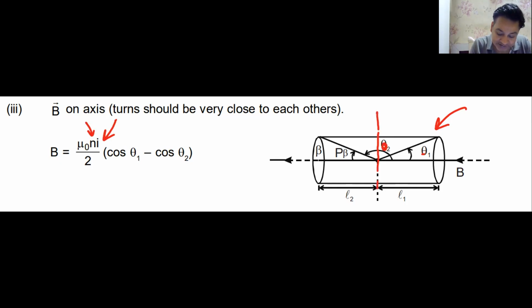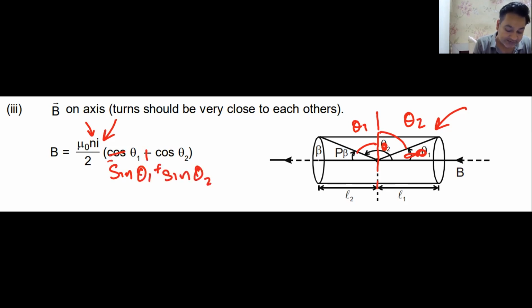Instead of remembering this angle as theta 2 and this angle as theta 1, which confuses me, you will draw a perpendicular line. You will call this angle theta 1 and this angle theta 2. Instead of cos theta 1 minus cos theta 2, your answer will be sine theta 1 plus sine theta 2. So this looks exactly similar to the magnetic field due to a wire. Instead of μ0 I by 4 pi r, you are getting μ0 N I by 2. Will you remember this now? Remember this result in this way, because I think this is easier to remember.